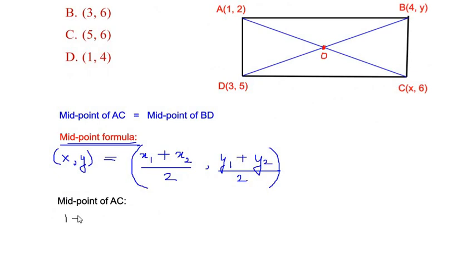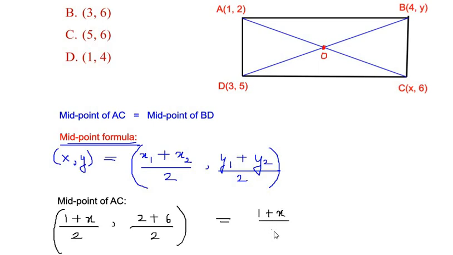1 plus x coordinate of C, which is x, divided by 2, comma, the y coordinates of A and C. So for A it is 2 over here, plus the y coordinate of C is 6, over 2. We can further simplify these two coordinates and get 1 plus x over 2. The x coordinate is not going to change, but here we have 2 plus 6 as 8 and 8 divided by 2 is 4. So we have the coordinates of the midpoint of the line AC.